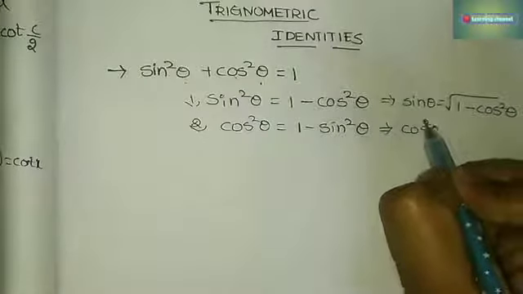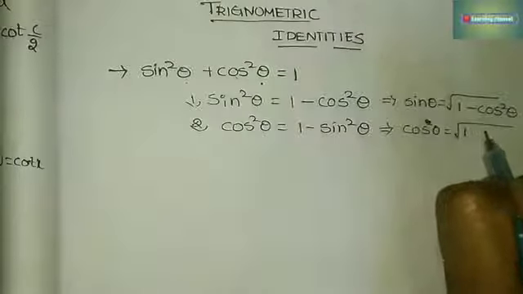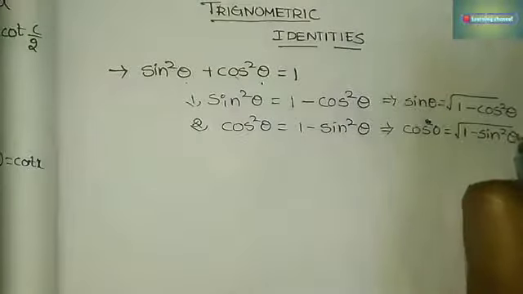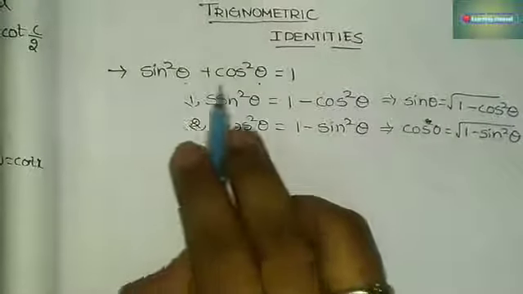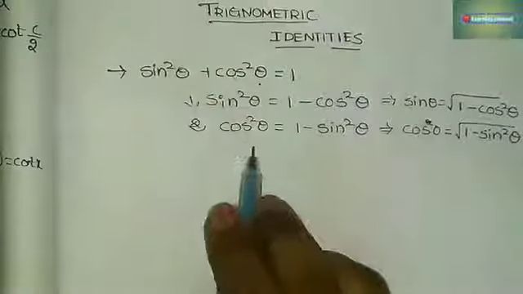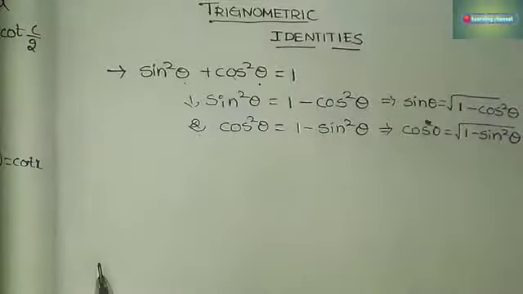Similarly, cos theta is equal to square root of 1 minus sine square theta. This is one formula and these are the deductions. First of all, we have to remember this so that we can write the first one and the second one. Let us see the second one.